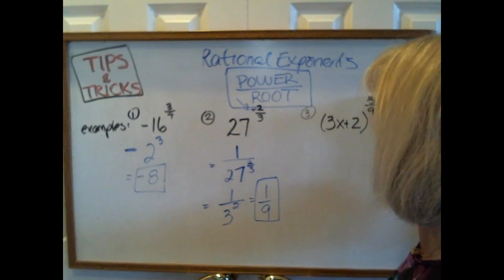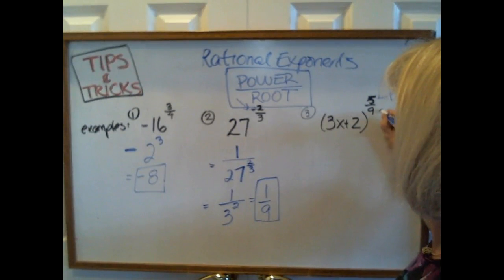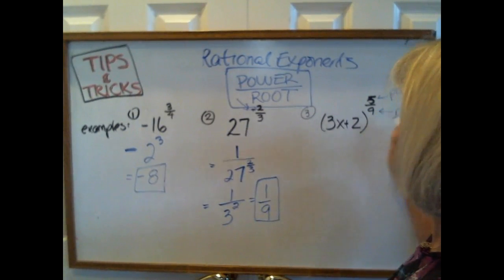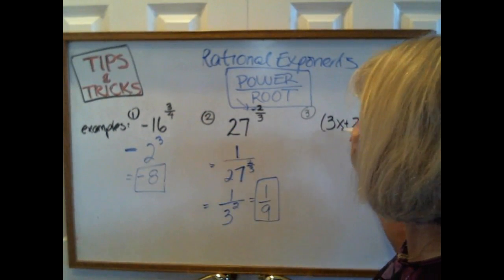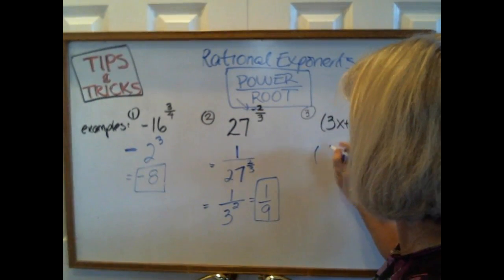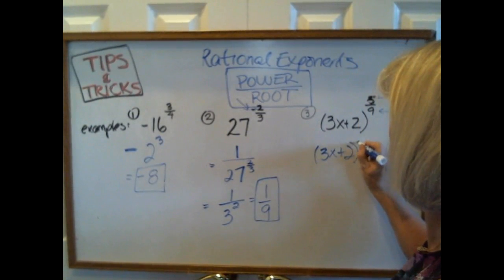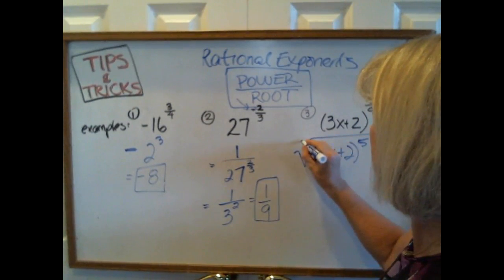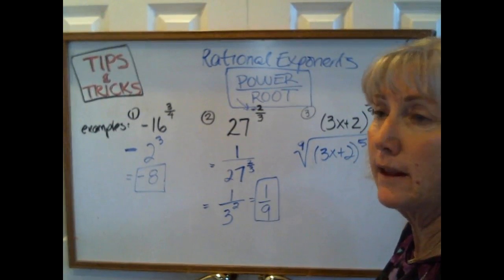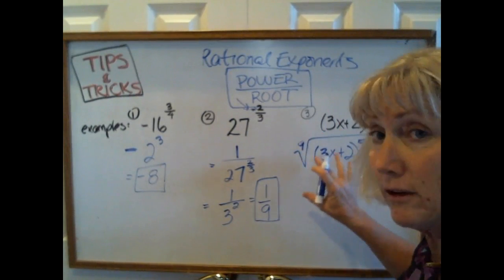Our last example here is showing you how you can put exponential form into radical form. So this is the power, so it's going to be the 5th power and the 9th root. And you can do this in either order, and that's the emphasis here. So I'm going to do the power first. It's going to be 3x plus 2 to the 5th, and then I'm going to take the 9th root of that. That's one way we can express this in radical form.